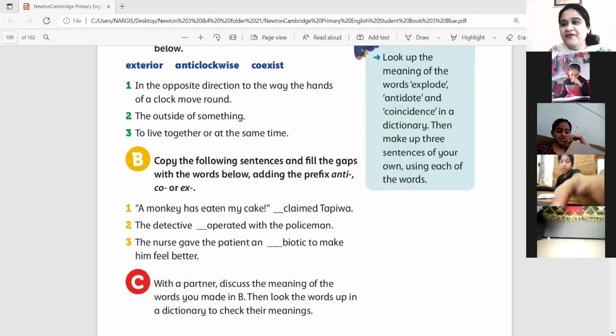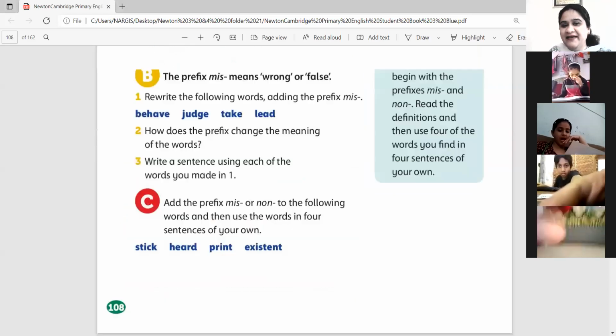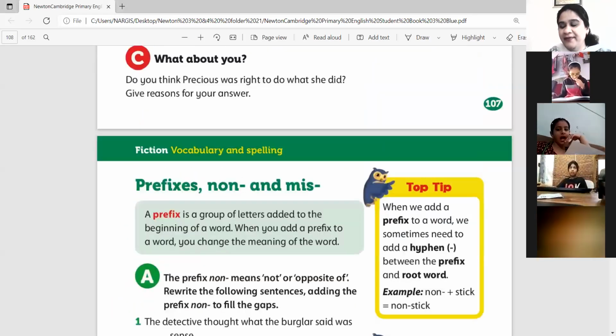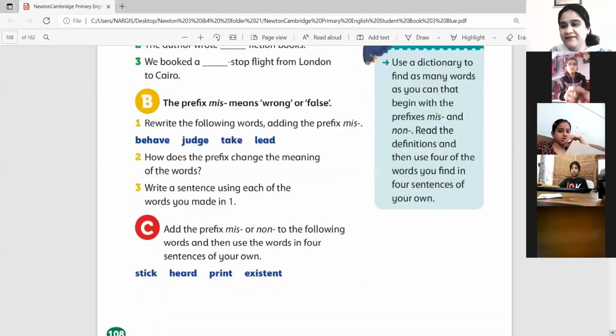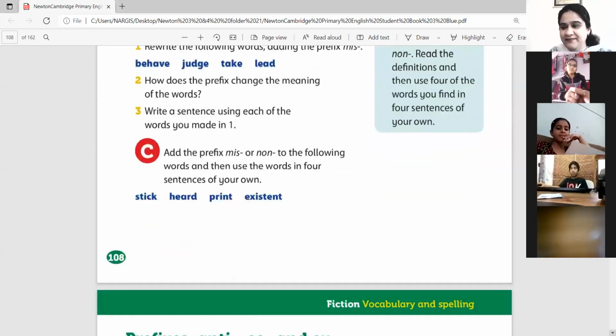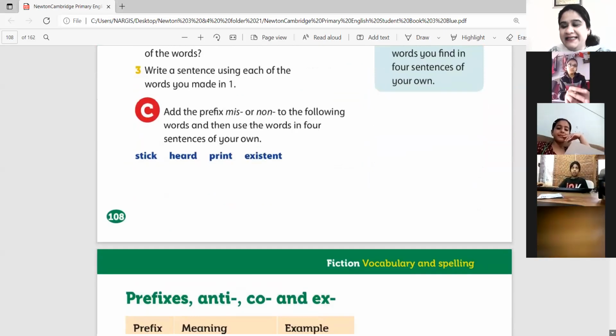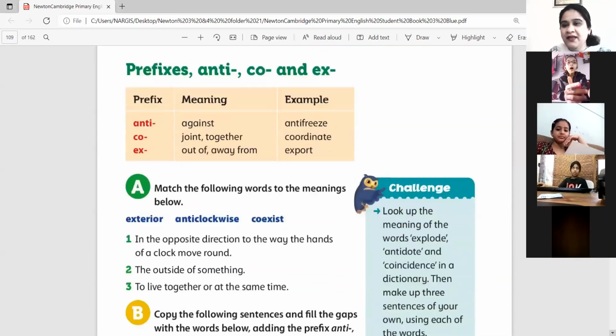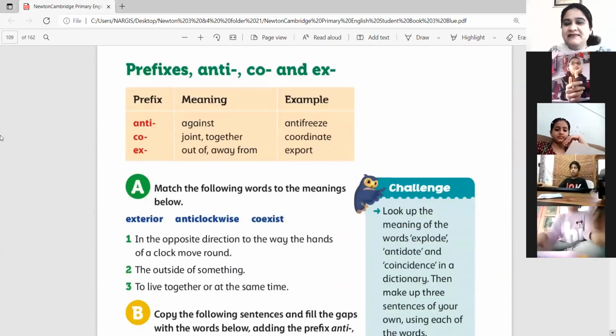Okay. So we did prefixes the other day. We have completed this. You remember? Page 108, we have completed till here. I'm starting page 109. Now, prefixes: anti, co, and ex. Now, what is anti?